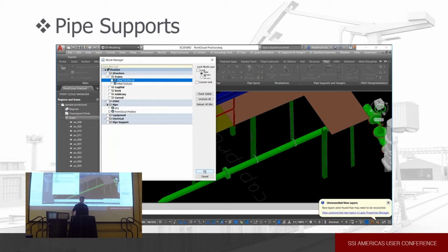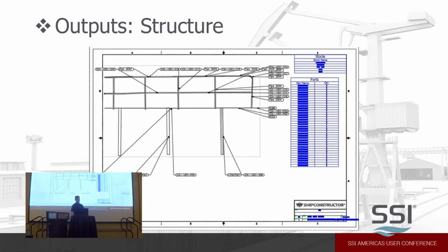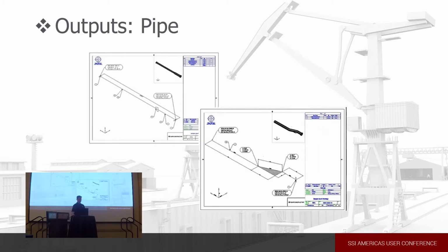The pipe supports can be added with the help of the M-Link manager. Because our structure is already modeled, we can bring it into the pipe drawing using M-Link, then continue modeling. Afterwards, we can turn the point cloud back on and compare the results. We can create our sample outputs the same way that we normally do in ShipConstructor, whether it's structure drawings or spool drawings.